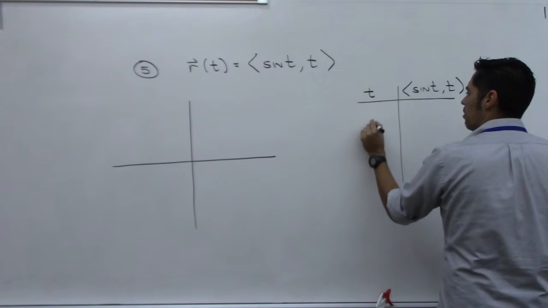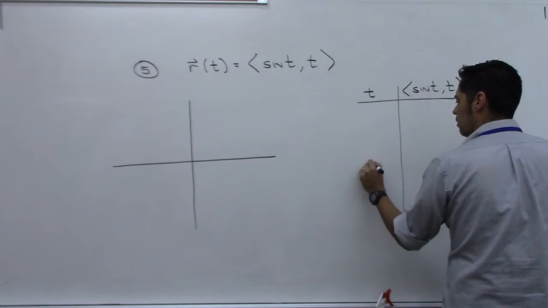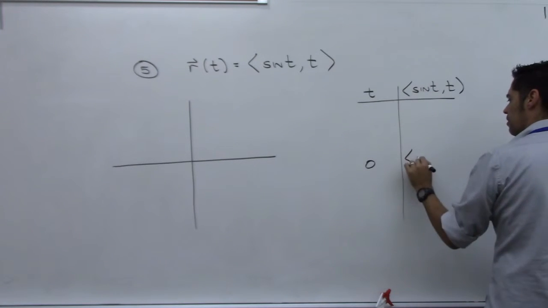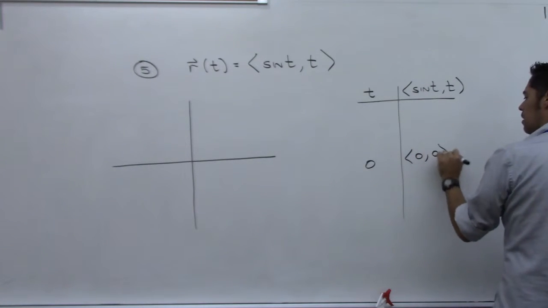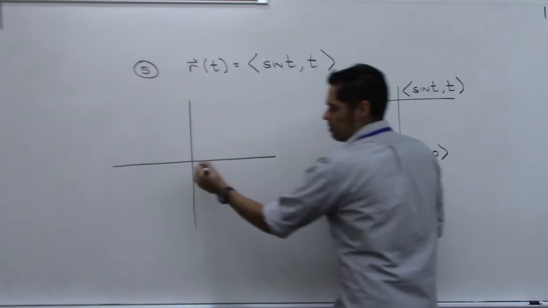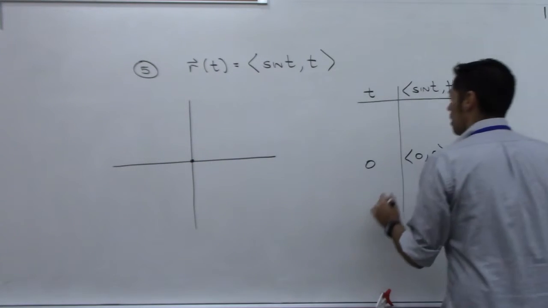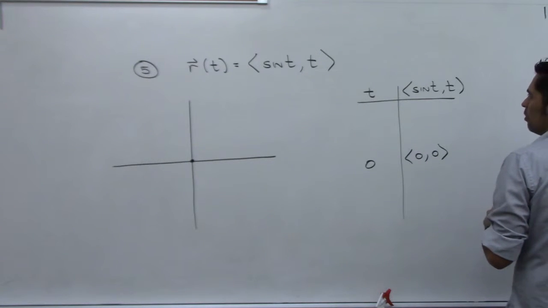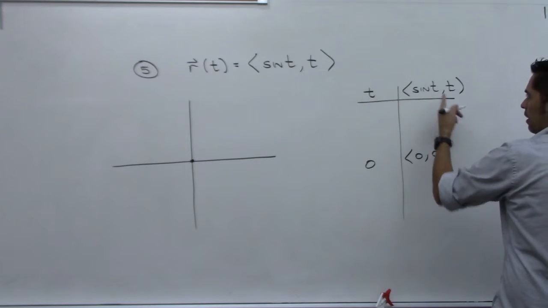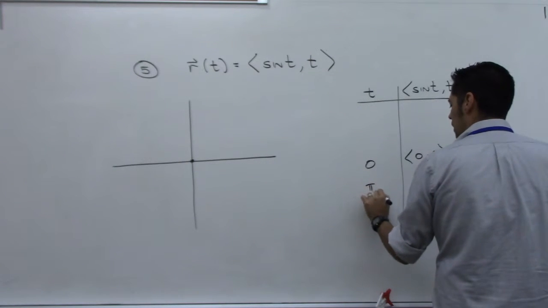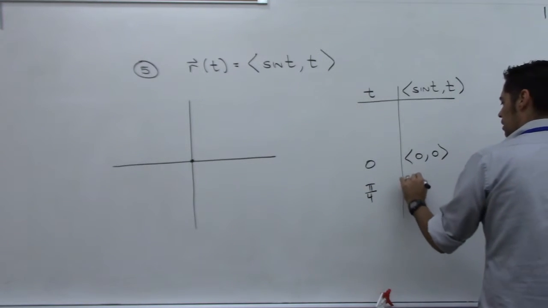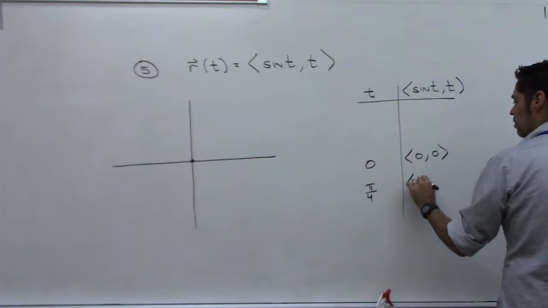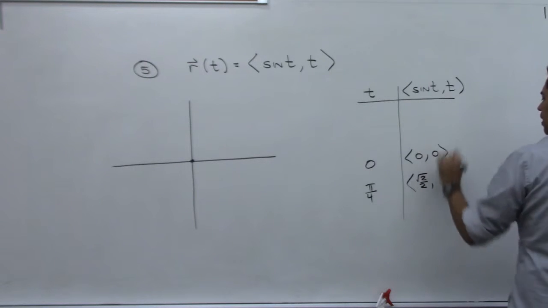So if I plug in, let's start with 0. I'll put 0 here in the middle. Sine of 0 is 0, and then 0. So when the clock starts, I'm the 0 vector. Let's go, what do we want to use? I want to use a nice value so I can plug it into sine. How about pi over 4? So sine of pi over 4 is going to be root 2 over 2, and then pi over 4.